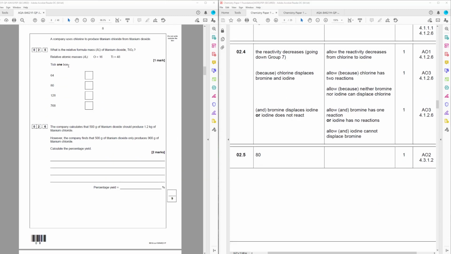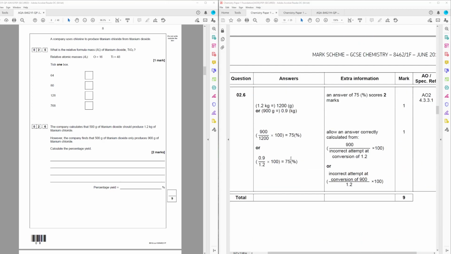Nice easy one here. When we're looking at relative atomic masses, remember when I've said you get an Ar and it gives you these things, then you just need to add those up. Now it's TiO2, so it's a titanium 48, and it's 2 oxygens 32, so combined that should be 80. All right. For a percentage yield, they've given you a range of numbers here just to make it a little bit harder.